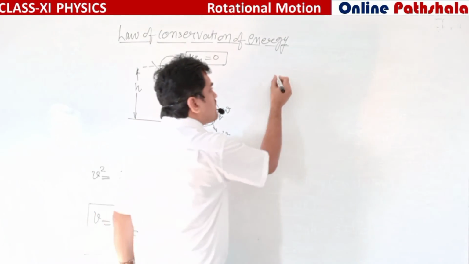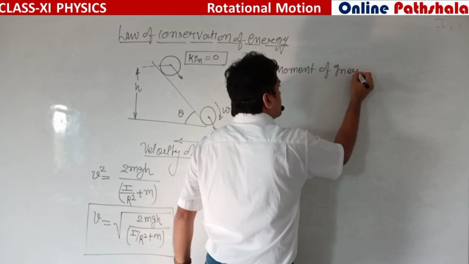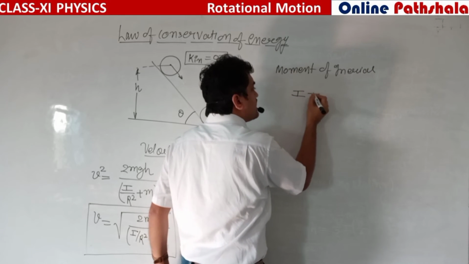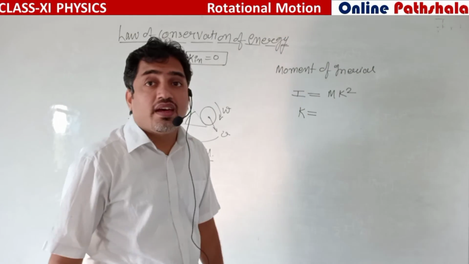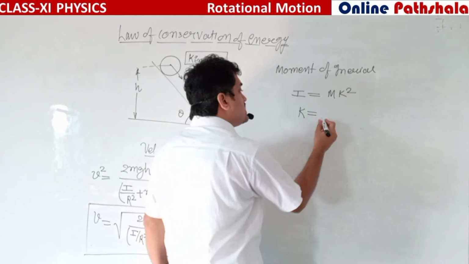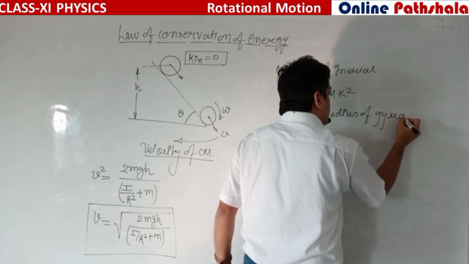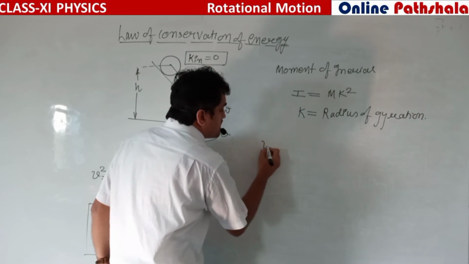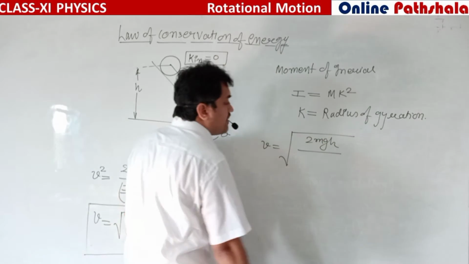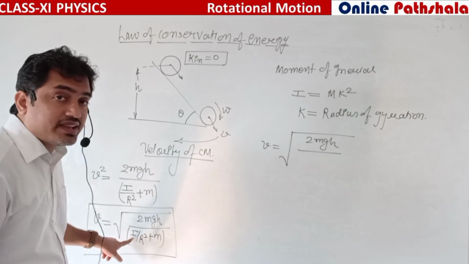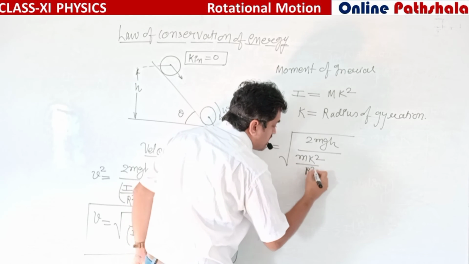This moment of inertia I we can write as mk square. What is this k? It is the radius of gyration. So this velocity we can now write as root of 2mgh divided by, where I can be written as mk square, so mk square by r square plus m.